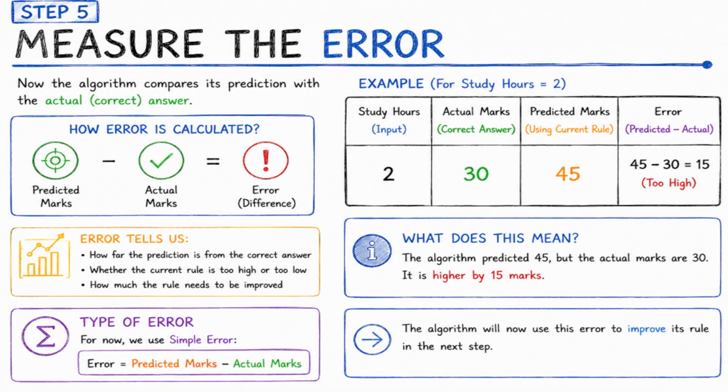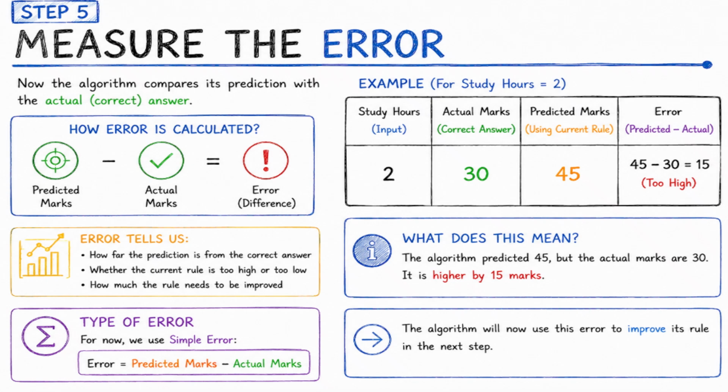The algorithm has made its first prediction. Now it needs to find out how accurate that prediction is. It compares the predicted marks with the actual marks from the training data. In our example, the actual marks are 30, but the algorithm predicted 45. The difference between these two values is called the error. In this case, the error is 15 marks.